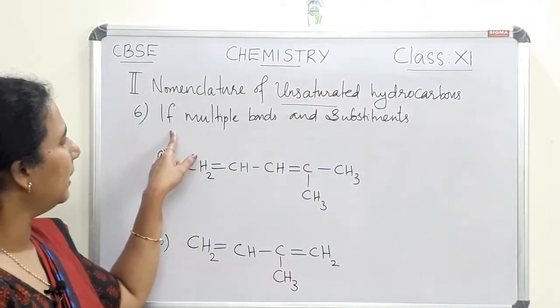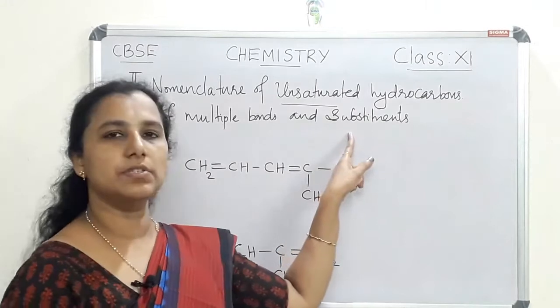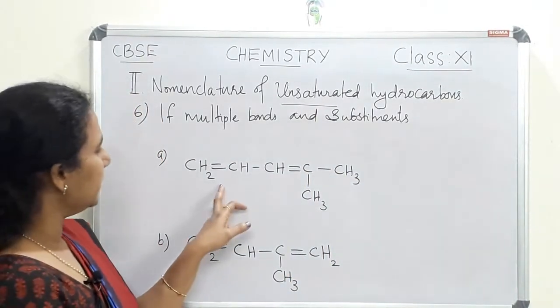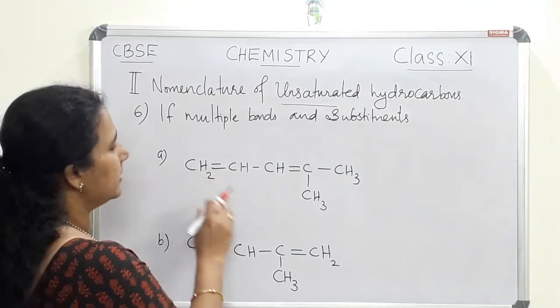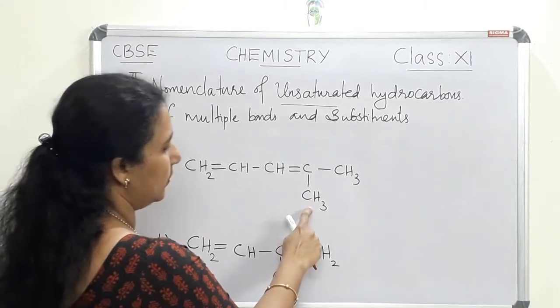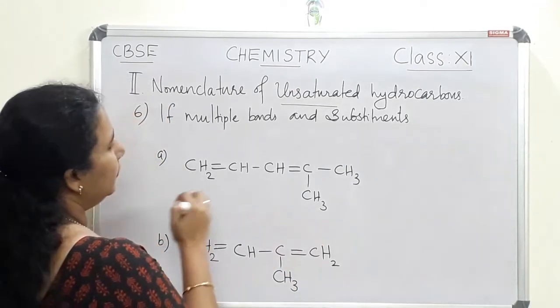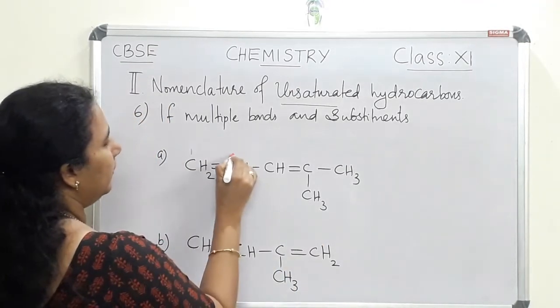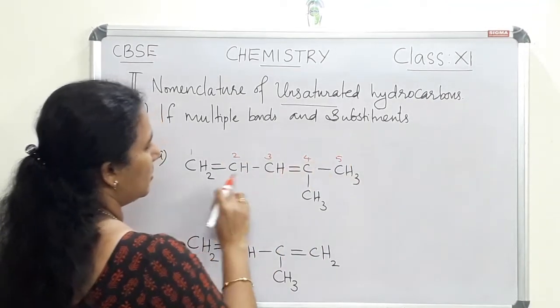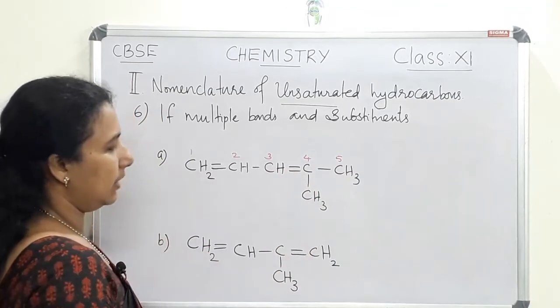Sixth rule: if multiple bonds and substituents are there in the case of unsaturated hydrocarbons. So look at the first example. The first compound is this, and here we can see two double bonds and one substituent. First of all, we have to find out the longest chain. If you are numbering from left to right, this will be the numbering. So the parent chain contains 5 carbon atoms.